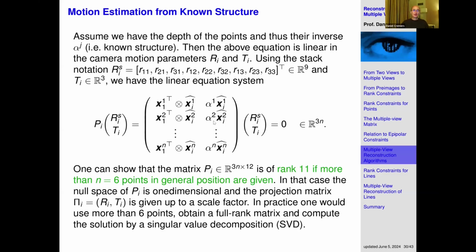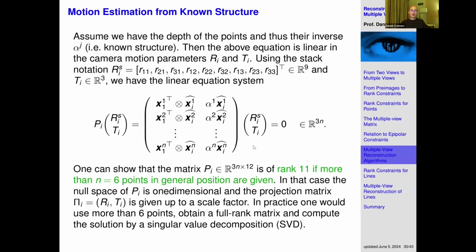And if we assume the alphas are known and the x's are given here, then this matrix P is a known matrix. By the way, this R_i stack is just the stacked version of this rotation matrix, where we stack the 3 column vectors into one long 9-dimensional vector. So this is a vector that contains 9 elements for R_i and then 3 for the translation. So it's a 12-dimensional vector, and this matrix P_i is a 3n by 12 matrix. And now you see that the desired camera motions define the null space of this matrix.